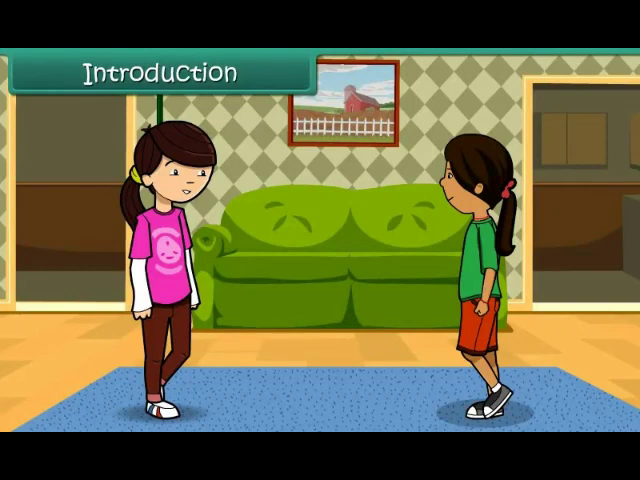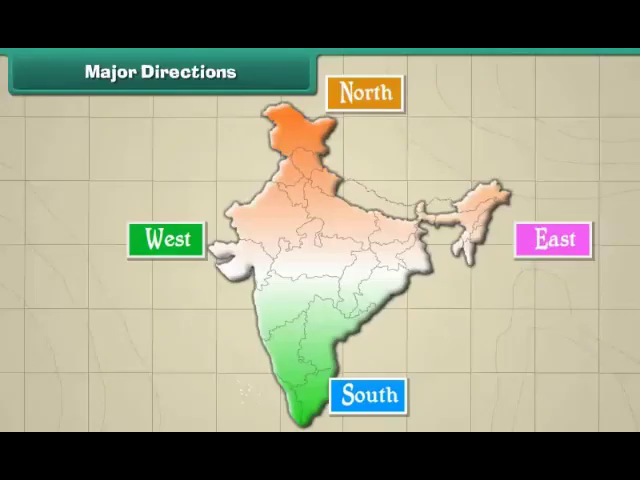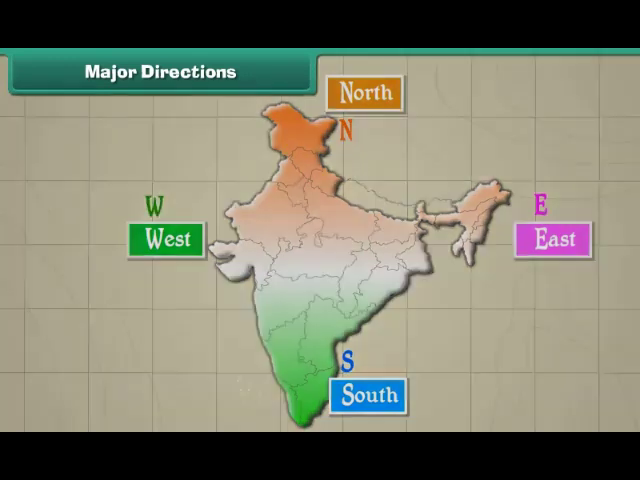In this lesson, you will learn about directions, time, and maps. Major directions. There are 4 main directions. They are north, east, south, and west. The 4 letters N, E, S, and W represent these directions.